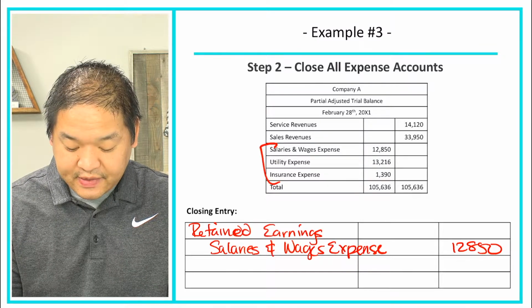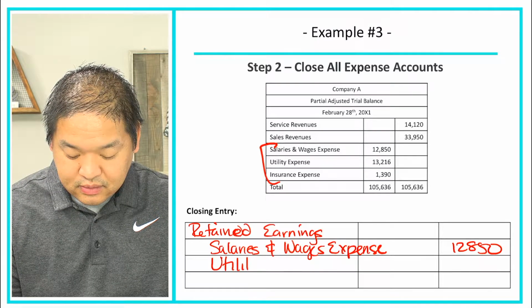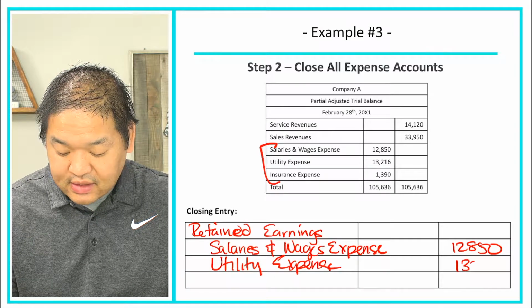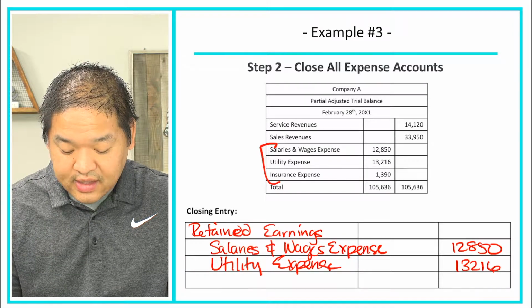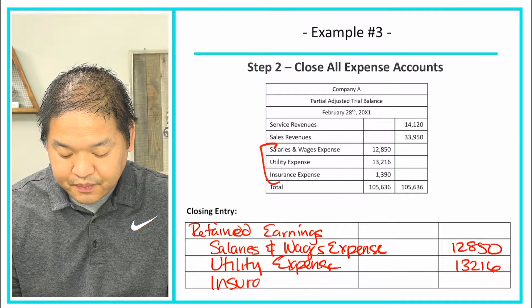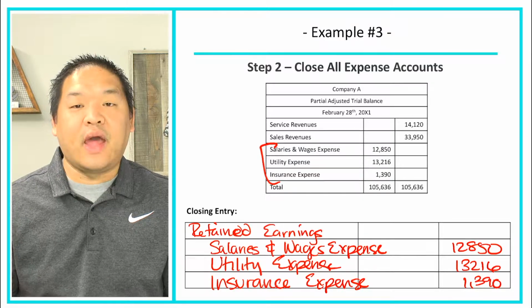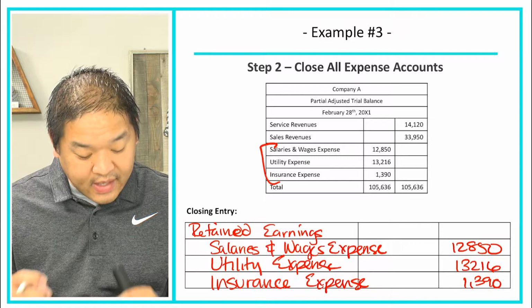Next one is utility expense. So utilities expense, $13,216. And then insurance expense, $1,390. So now that we have all of those credited, we can add them up.